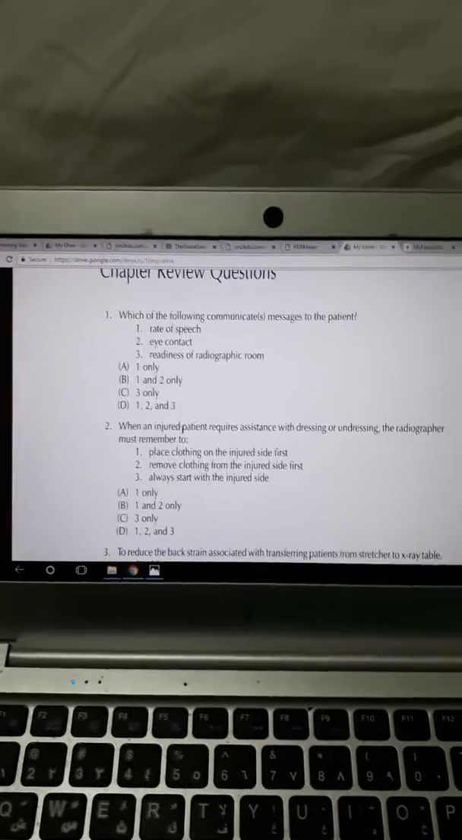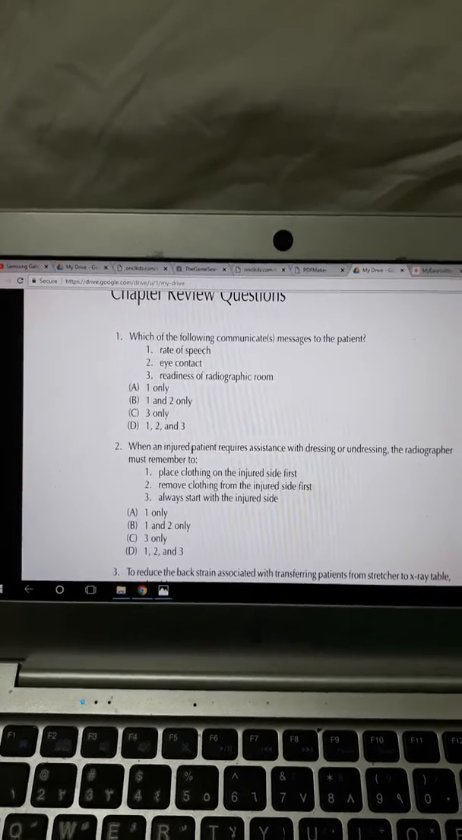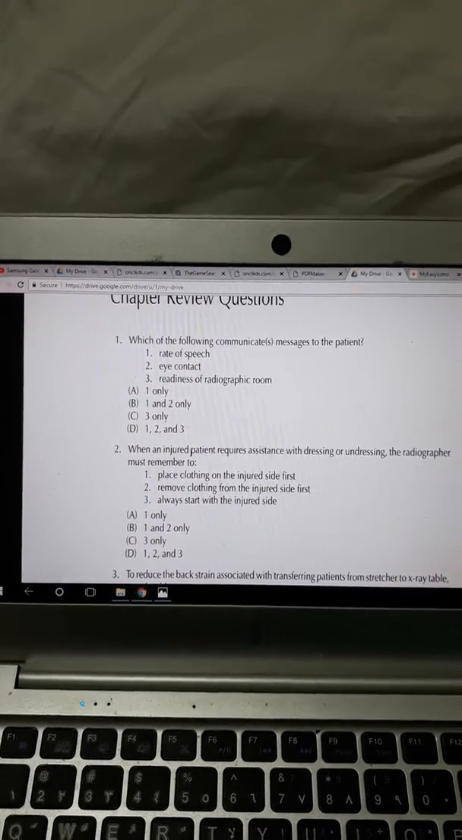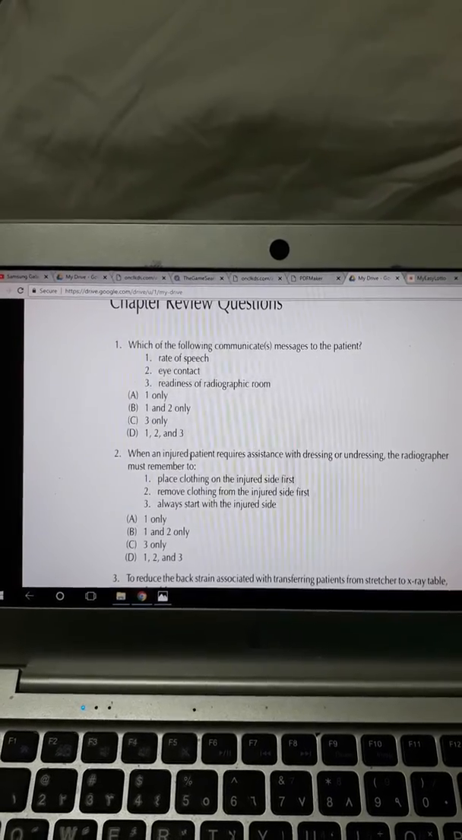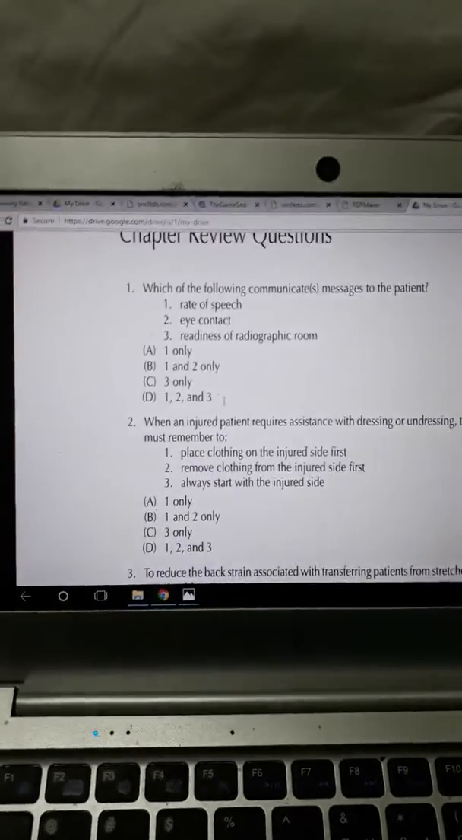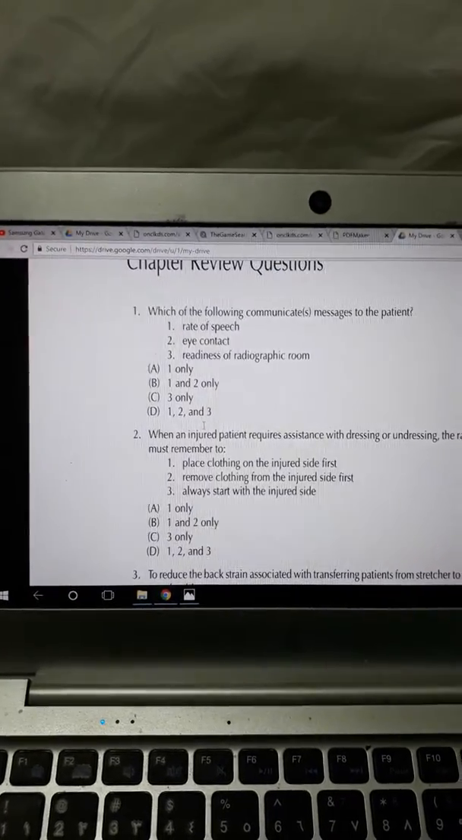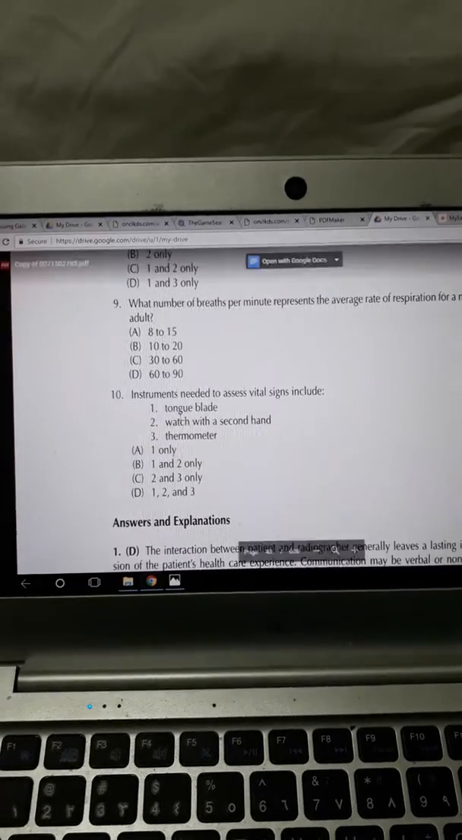Now the questions. Which of the following are communication messages to the patient? Rate of speech, eye contact, readiness of the radiographic room. This should be all of 1, 2, 3. The answer is D.